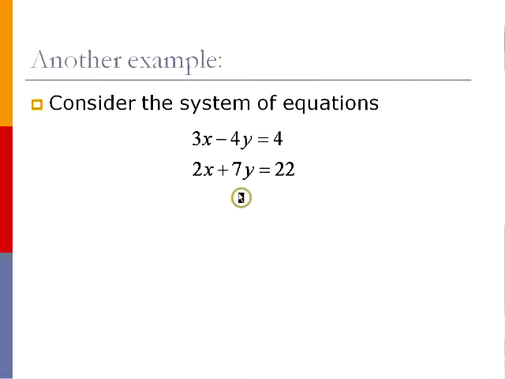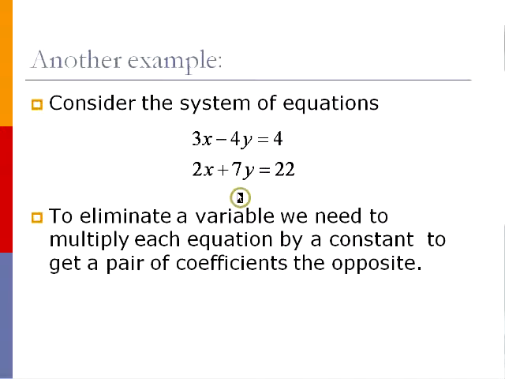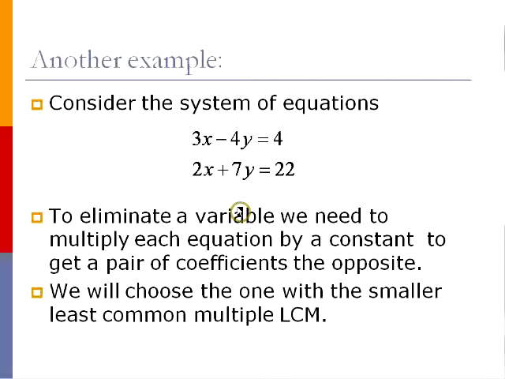We have to make a decision which pair we want to try to eliminate. Do we want to eliminate x's or do we want to eliminate y's? We need to eliminate a variable. We need to multiply each equation by a constant to get a pair of coefficients to be the opposite. It's not going to be as easy as before, but we're going to choose the one with a smaller least common multiple.